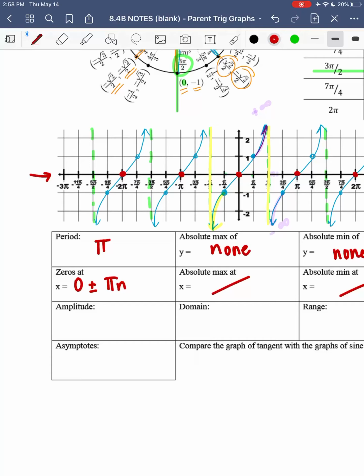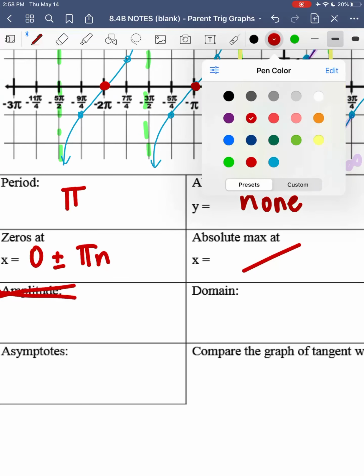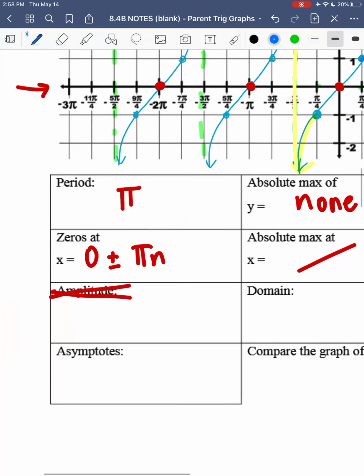Okay, amplitude. Amplitude's kind of strange because, I guess the midline, we could say it's at 0, but it's weird to say the midline's at 0 because it goes up to infinity and down to infinity, and infinities are weird. So we don't really talk about the amplitude. Instead, we could talk about a vertical stretch. I'm going to write that smaller.